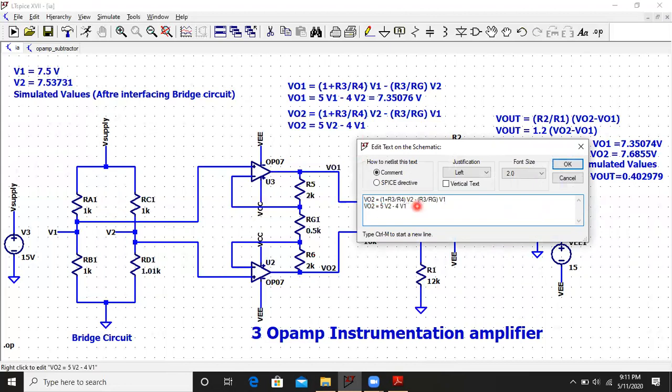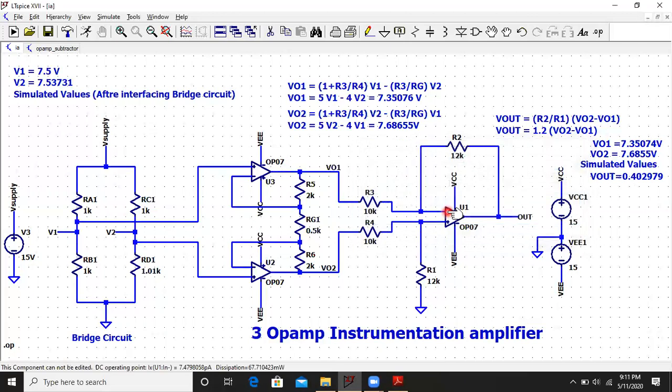Similarly, we'll find the value of VO2, that is 5 times V2, that is 5 times 7.53731, minus 4 times V1, that is 4 times 7.5. So this value is coming out on the calculator as 7.68655 volts. So these two values which we are getting now, we can see they are quite accurate.